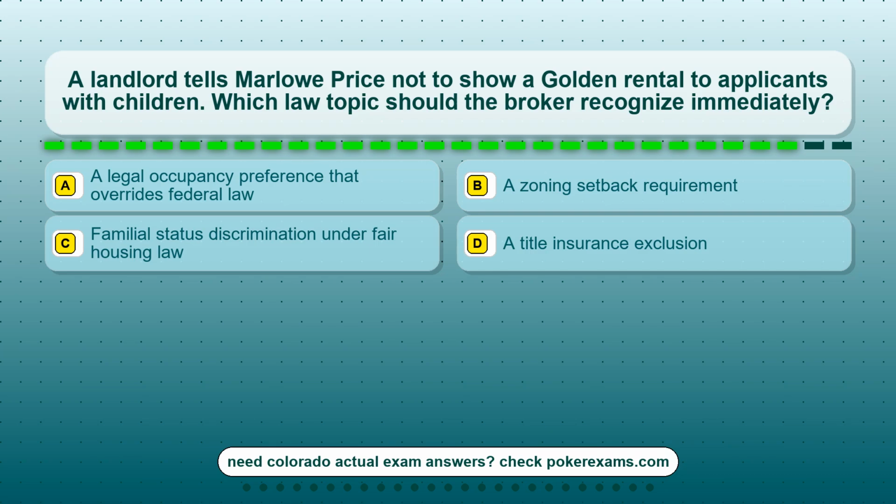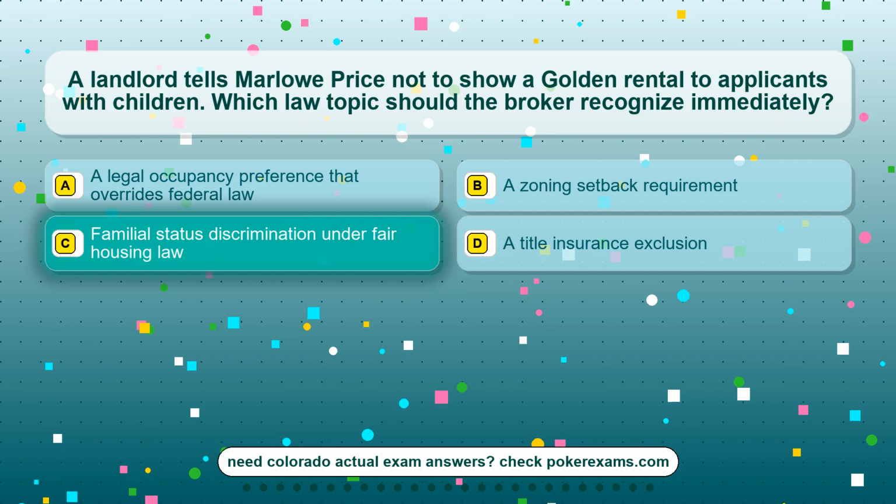Question 19. A landlord tells Marlowe Price not to show a golden rental to applicants with children. Which law topic should the broker recognize immediately? Option A, a legal occupancy preference that overrides federal law. Option B, a zoning setback requirement. Option C, a familial status discrimination under fair housing law. Option D, a title insurance exclusion.